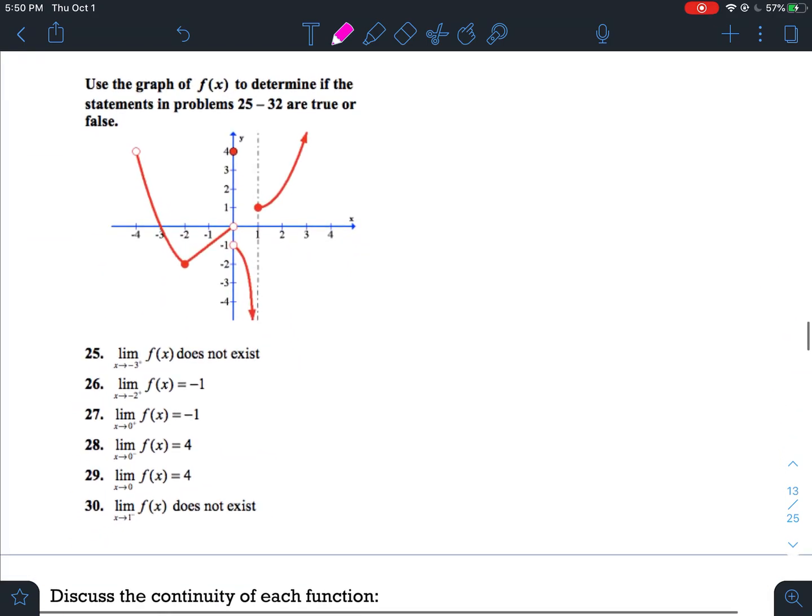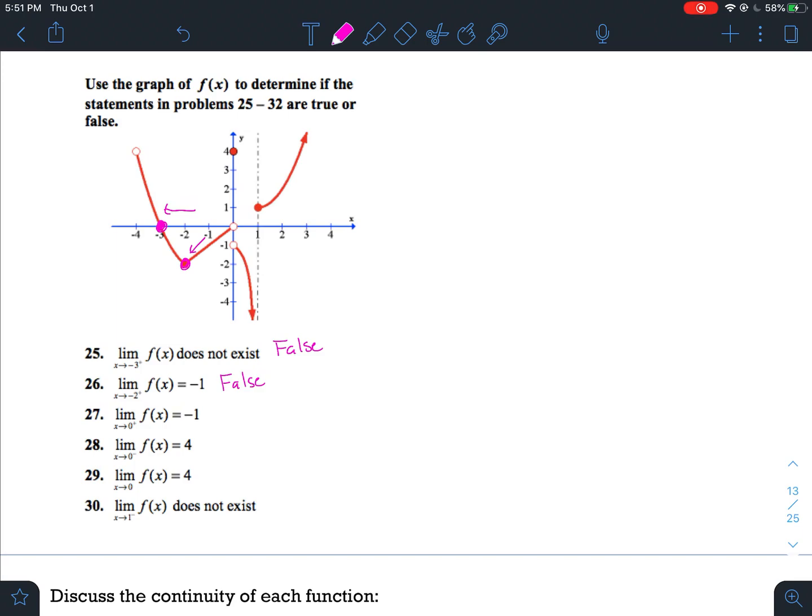All right, so let's determine if these following statements are true or false. The limit as x goes to negative 3 from the right doesn't exist. So here's negative 3. As I'm going to negative 3 from the right, do I have a height? I do. So that is a false statement. The limit there is 0. X is going to negative 2 from the right. So here's negative 2. As I'm approaching negative 2 from the right, the limit is negative 1. Nope. It looks to be at a height of negative 2. So that's also false.